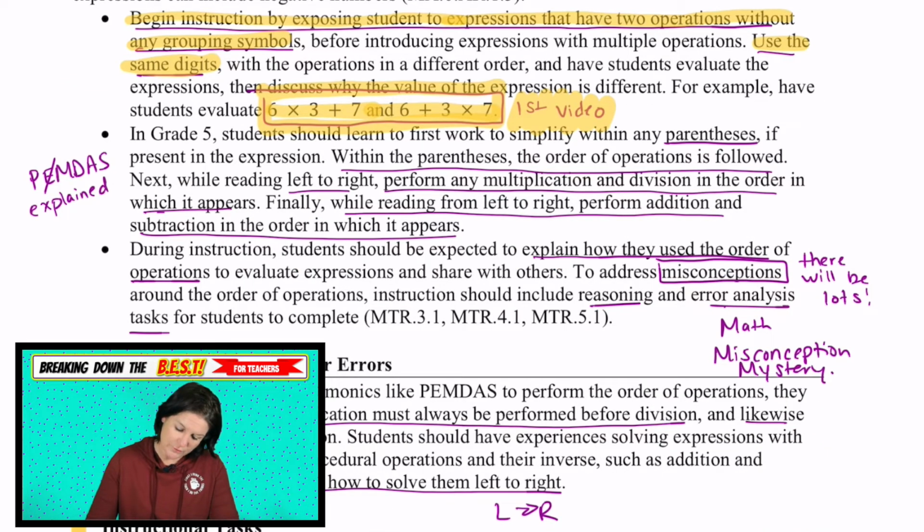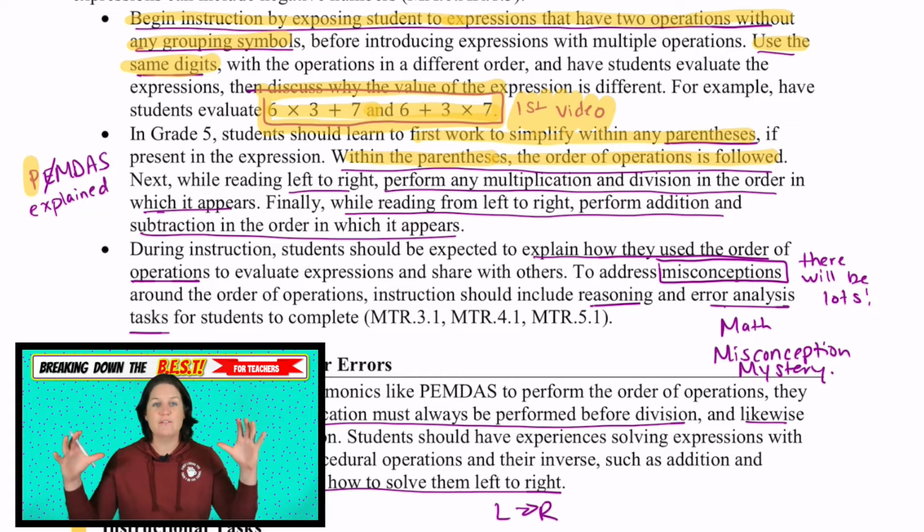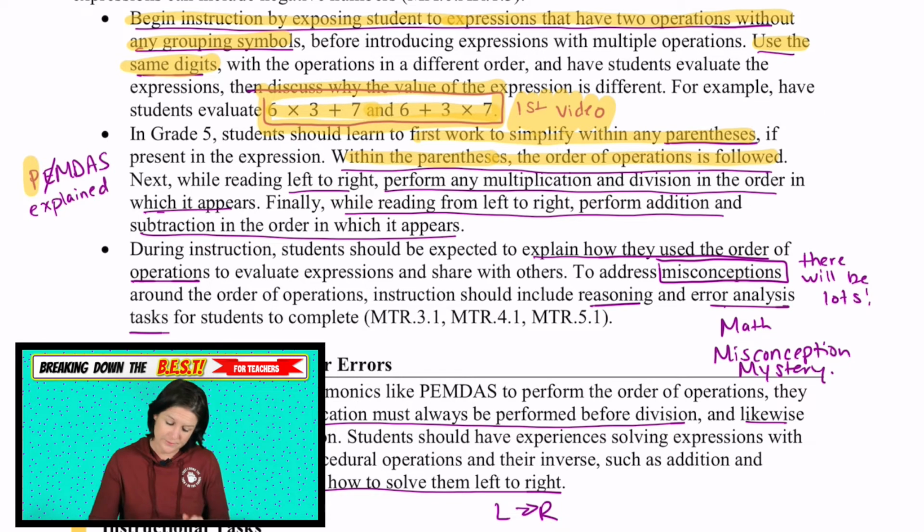Okay, a note here that we should first work to simplify within parentheses. That's the P in PEMDAS. We look at solving the parentheses first, what's within it. It says within the parentheses, the order of operations is followed. So if you have parentheses and inside of that parentheses is an expression that has more than one operation, solve everything inside of those parentheses first. Next, while going from left to right, perform any multiplication and division in the order in which it appears going from left to right. And the same thing with addition and subtraction.